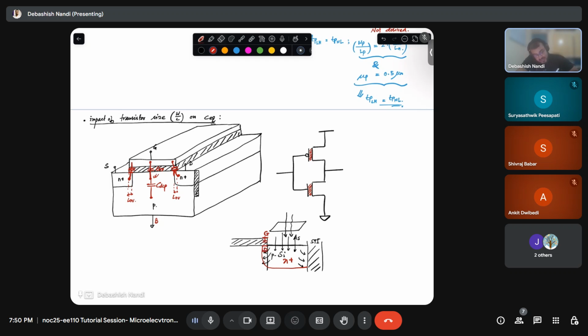And this oxide, see, this is your gate and this is your drain now. So you have an oxide capacitance like this. This is one of the CGD, or we call it CGDO or CDOV. A similar thing happens at the source side as well. So that is one case.